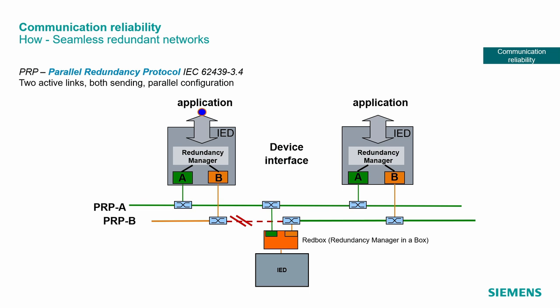When a failure occurs, the device is still sending the two messages. One message is going to be lost, but the other one is going to arrive at the destination. And this happens without any type of delay, and that's why they are called seamless redundant networks.